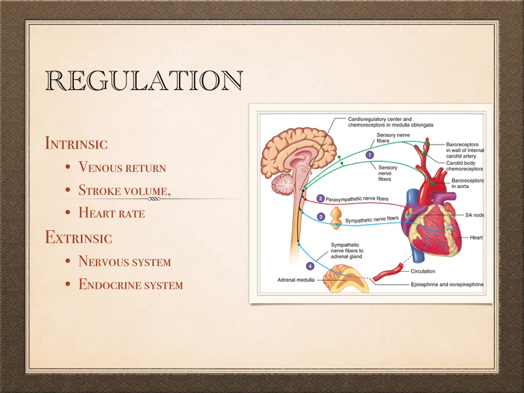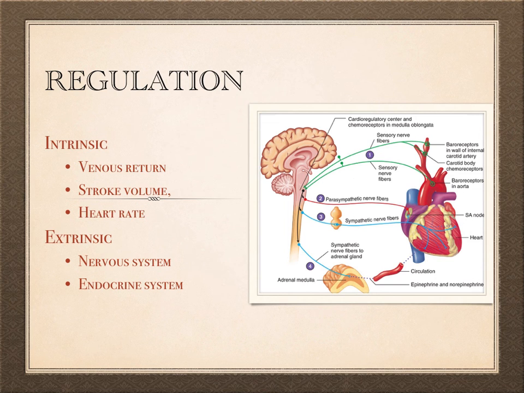One of the most important things, though, is this intrinsic regulation. The heart responds to the amount of blood returning to the heart, and this is called venous return. And so with this intrinsic regulation, as the amount of blood returning to the heart increases, that has a natural tendency to stretch the heart chambers, and this causes an increase in stroke volume, or how much is pumped with each contraction.